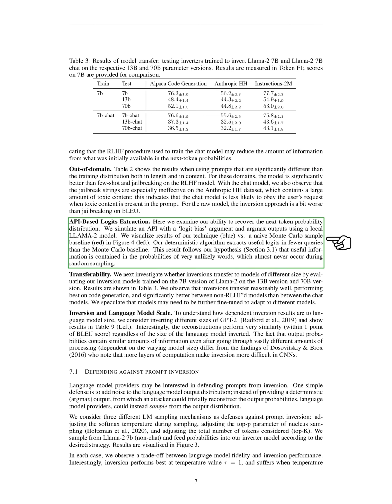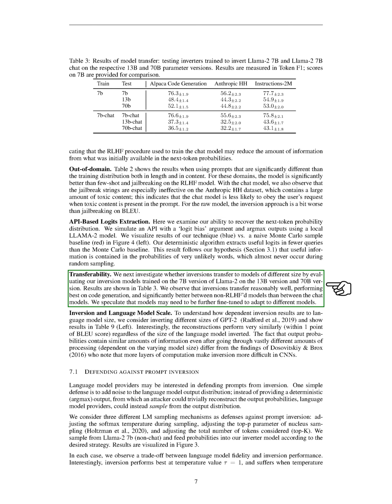We also examined our ability to recover the next token probability distribution using an API-based logits extraction method. Our deterministic algorithm extracts useful logits with fewer queries compared to a naive Monte Carlo sample baseline. This aligns with our hypothesis that valuable information lies in the probabilities of very unlikely words. Furthermore, we investigated the transferability of inversions to models of different sizes and found that inversions transfer reasonably well, especially between non-RLHF models. We speculate that further fine-tuning may be necessary for models to adapt to different sizes.